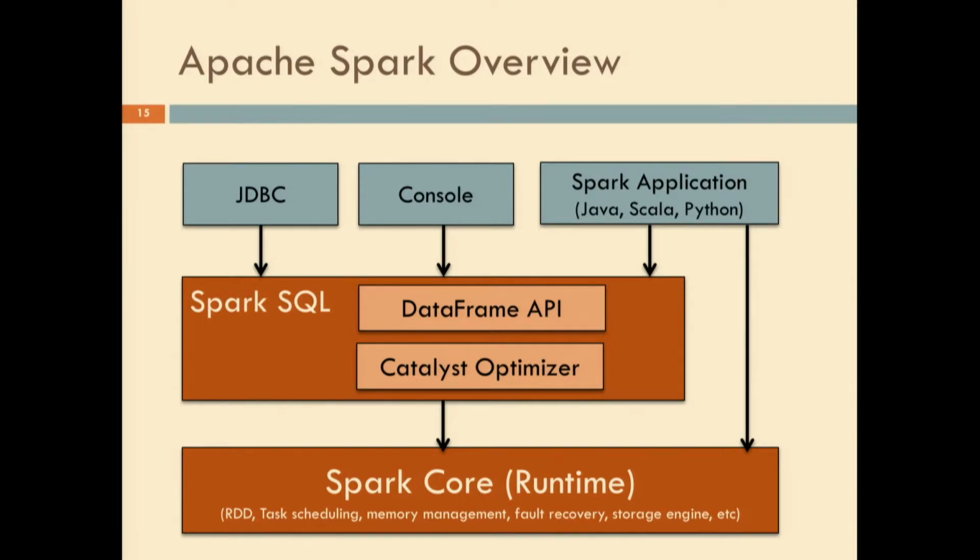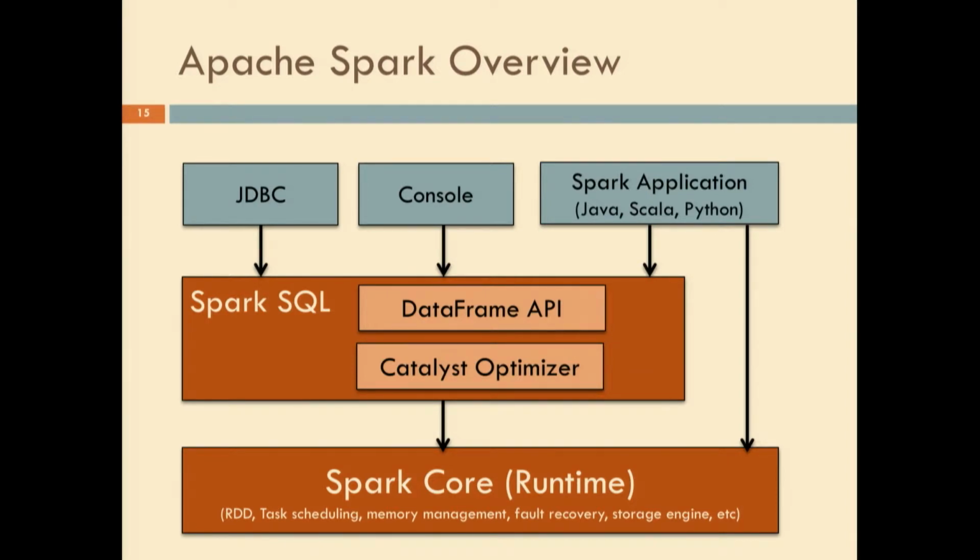So the data frame layer sits in the component called Spark SQL. That's the data frame API. And underneath that, there's a Catalyst optimizer. I'll go into that in a second. Effectively, now you can write applications using Spark APIs, as well as an application that can talk to JDBC, that can talk to Spark, because Spark supports that kind of protocol.